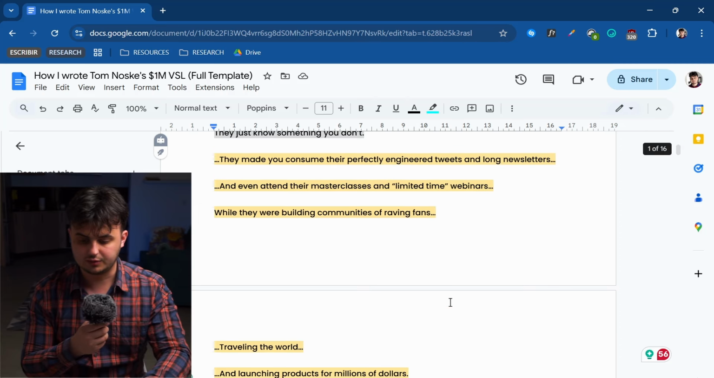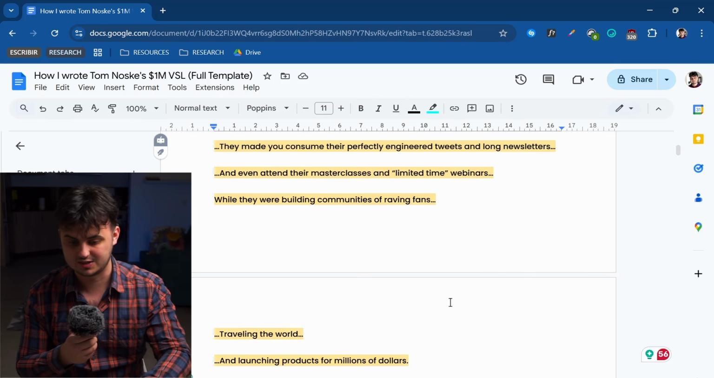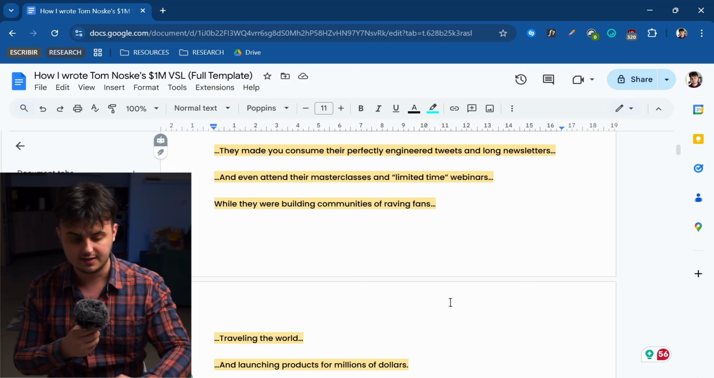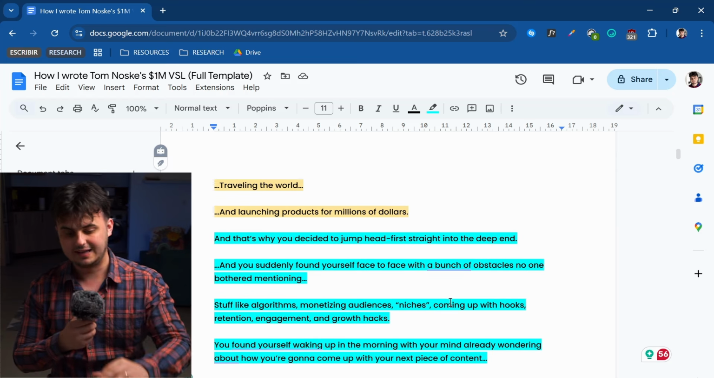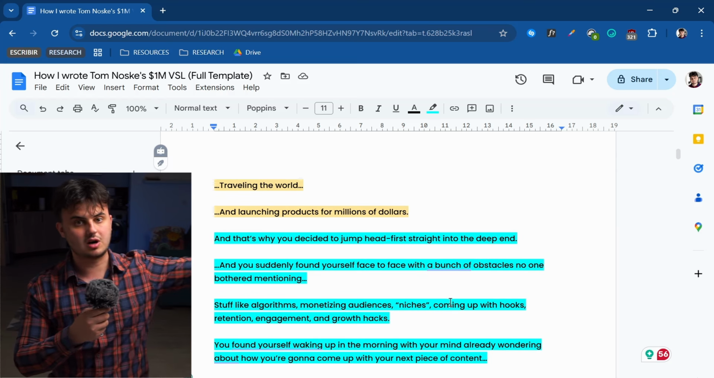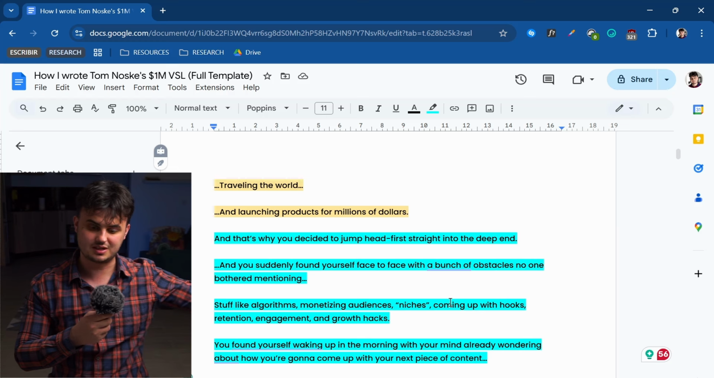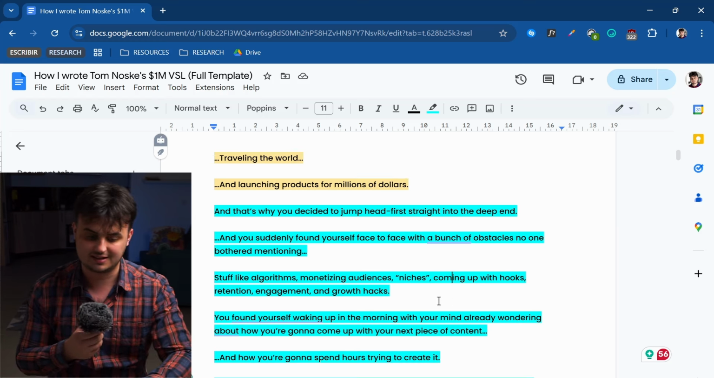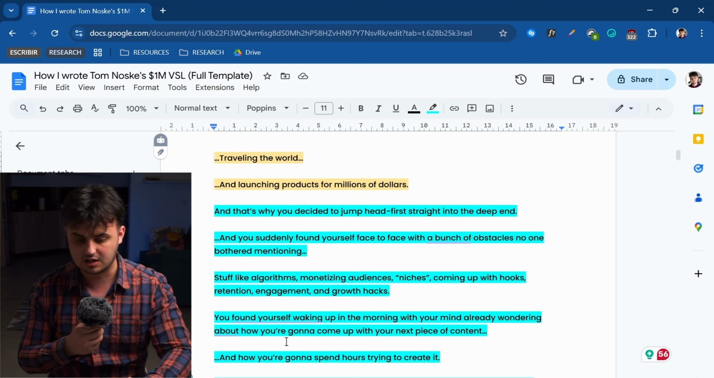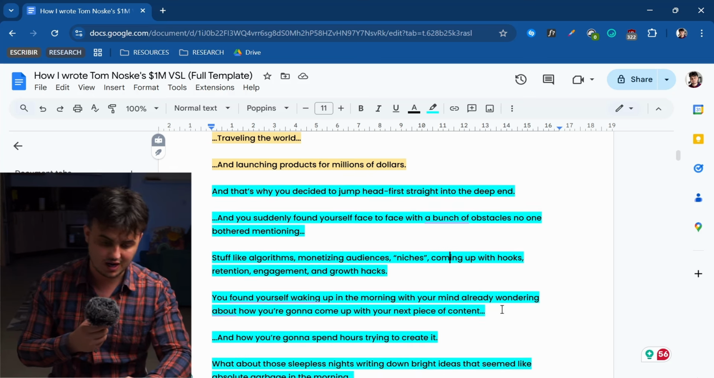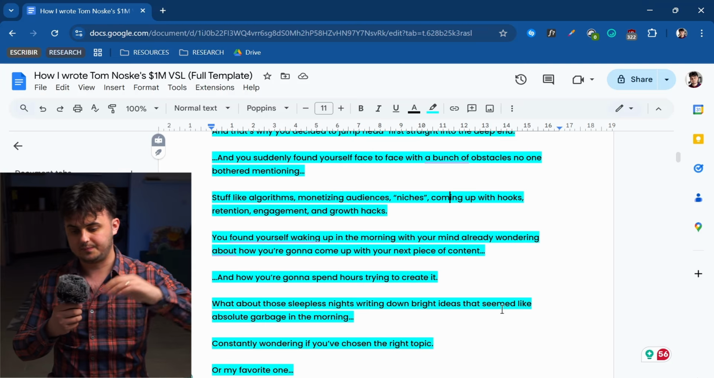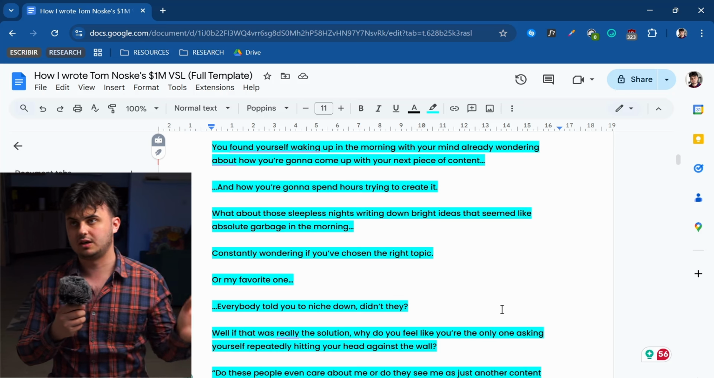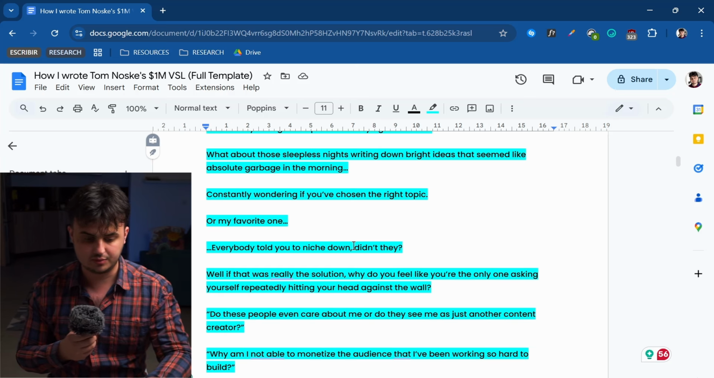And then we're showing them how they started in this whole game in the first place, right? They see some webinar or they start reading a newsletter, see some creator, and that's how they started. And then we're showing them the difference between what the market promised them, like what all these creators promised them, and then the reality of becoming and being a creator. Stuff like algorithms, monetizing audiences, niches, coming up with hooks, retention, engagement, growth hacks, and also we're starting to present the sales argument. So Tom, for example, is against this whole thing of niching down, right? So we're going to put that in here.